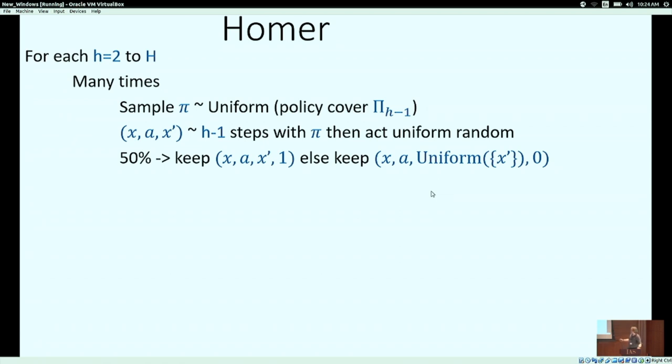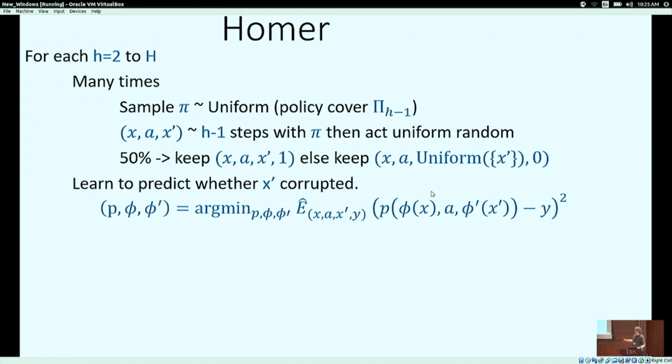And now we're going to construct a supervised data set. We're going to say 50% chance we're going to keep things as they are with a label of one. Otherwise, uniformly, we're going to replace x prime with some other x prime drawn by this process. And we're going to produce a label of zero. Okay, so this is some sort of auxiliary prediction task that we're creating, and now we're going to solve this next.